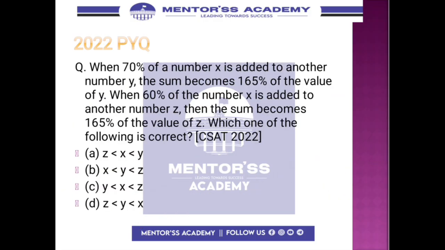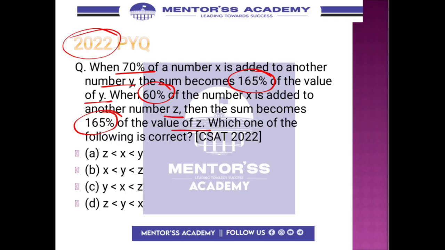So the question is, it's a 2022 PYQ, CSAT PYQ. So when 70% of a number x is added to another number y, the sum becomes 165% of the value of y. When 60% of the number x is added to another number z, then the sum becomes 165% of the value of z. Which one of the following is correct? Understand the question properly. Let's solve it here.